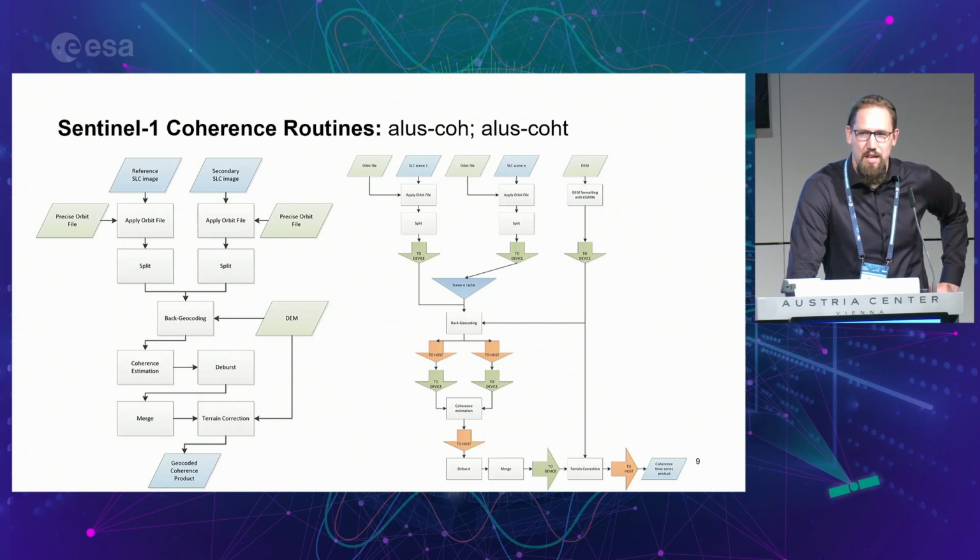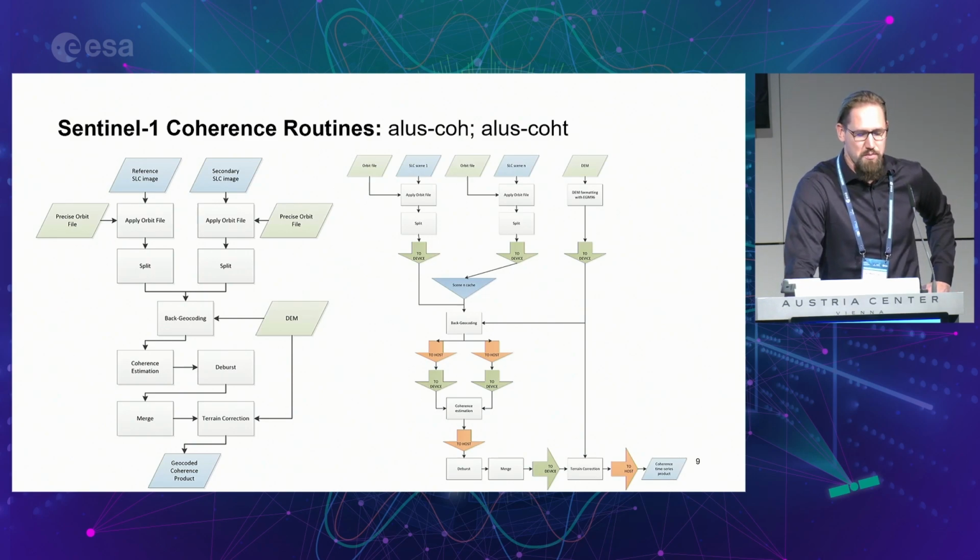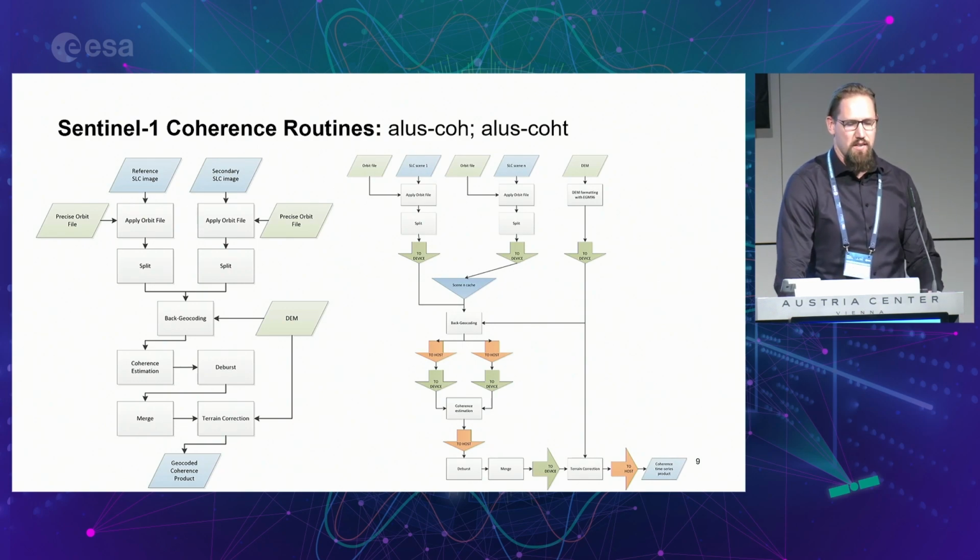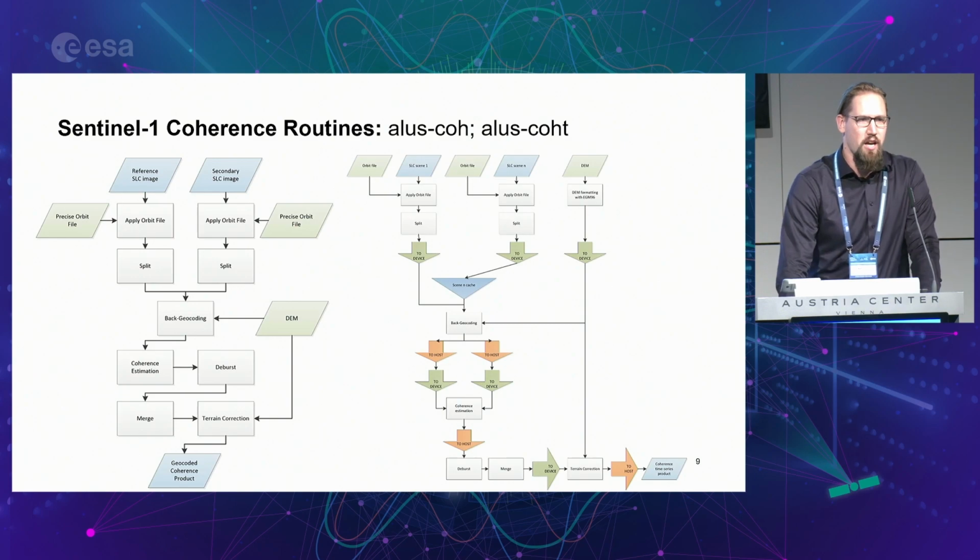So for the SNAP users, these figures, especially the left one, should be pretty familiar. This describes our coherence routines. The one on the left is a generic coherence pair generation routine, all GPU enabled. And the one on the right is a bit more sophisticated version with improved caching and user experience mechanisms for generating a long coherence time series.